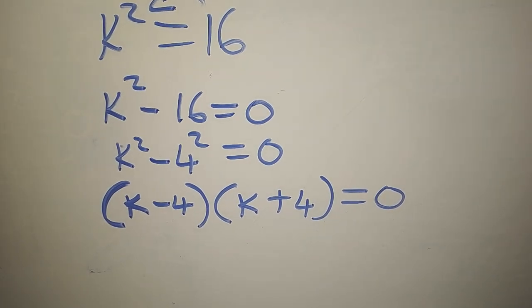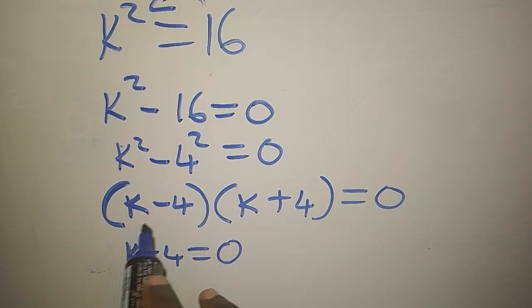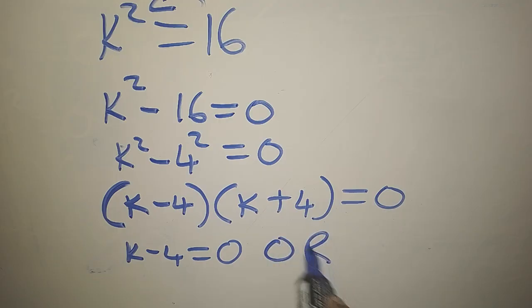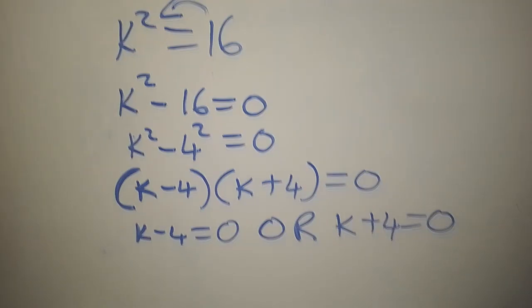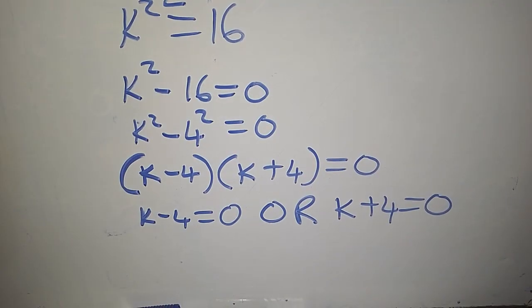To solve to the end, I have k minus 4. I'll equate it to 0. So this k minus 4, I've equated to 0. Or I have this k, then plus 4 equals to 0. Are we done solving? We are not done solving.